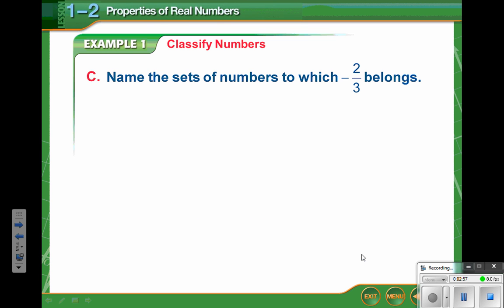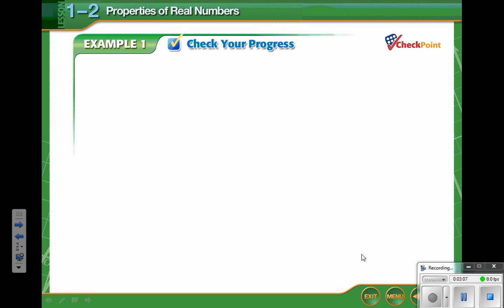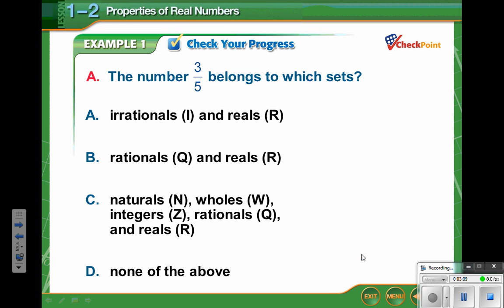Name the sets of numbers to which -2/3 belongs. Well, it's a negative, but that doesn't make it an integer because there's a fraction there. So it's rational and also real. So go ahead and try this. 3/5 belongs to which sets? You can pause this, come up with your answer, and then go on. You should have said rational and real.